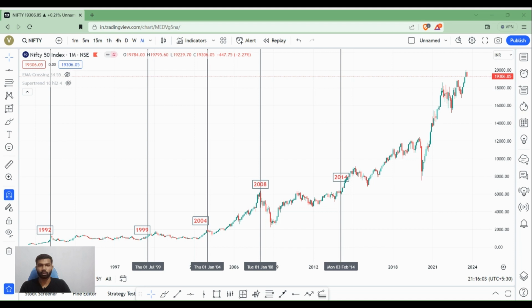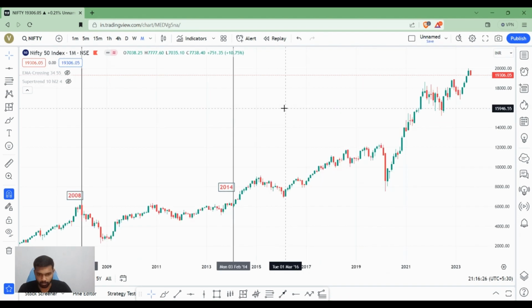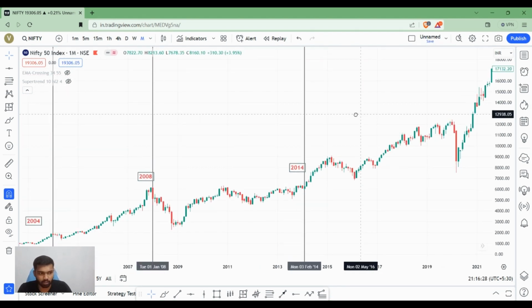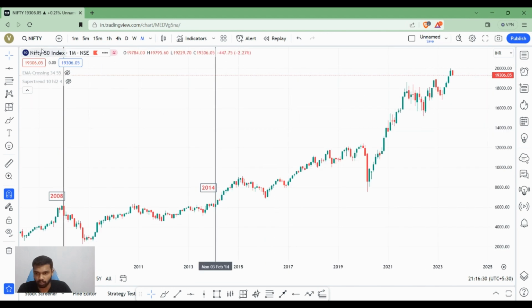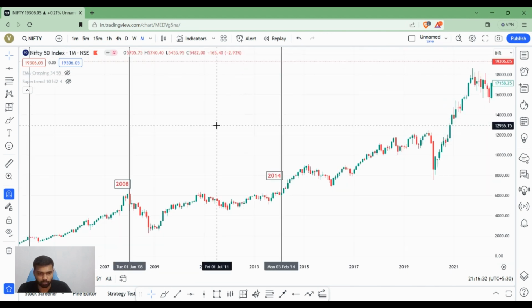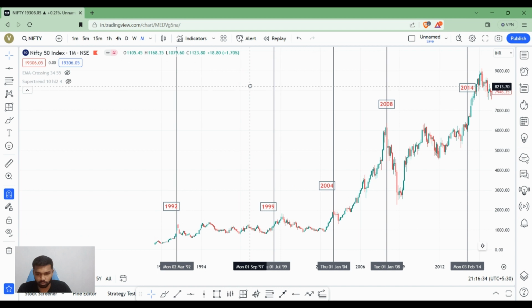Okay, the fourth point Graham makes is, if we enter the market at the wrong time, then the market will definitely punish us. Let me show it on the screen. Right now we are seeing the monthly chart of the Nifty 50 index. Now let us go back to 1992.